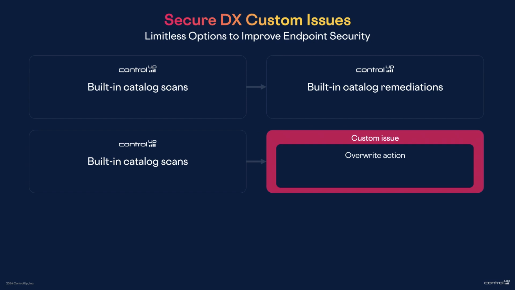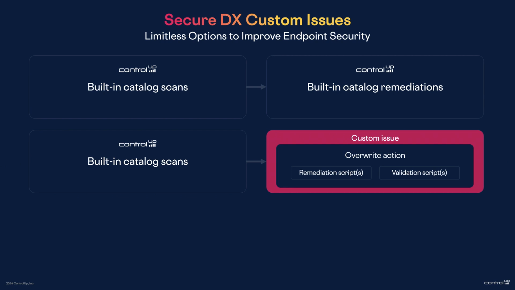This is basically a custom issue that can either be attached to a built-in catalog scan that doesn't have a remediation built in, or can override an existing remediation in the product. An override action consists of two parts: a remediation script that addresses the issue in case the security scan results indicate that there is one, and then to test the remediation, a custom validation script.